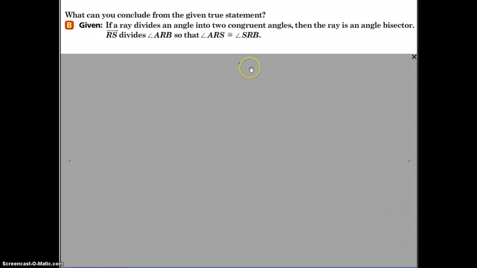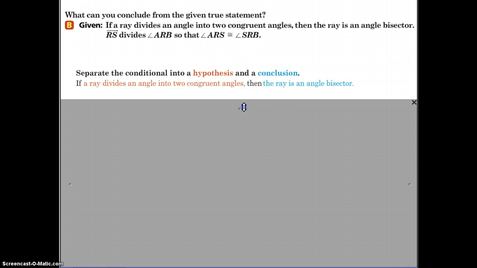Let's look at example B. If a ray divides an angle into two congruent angles, then the ray is an angle bisector. So let's break this down into our hypothesis and our conclusion. Our hypothesis is a ray divides an angle into two congruent angles. Our conclusion is the ray is an angle bisector.